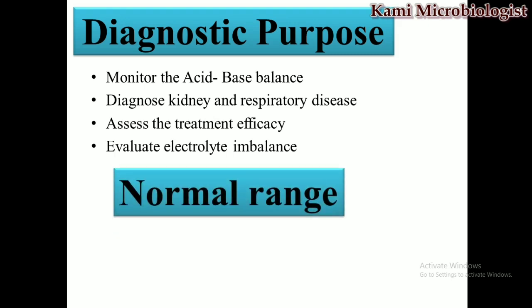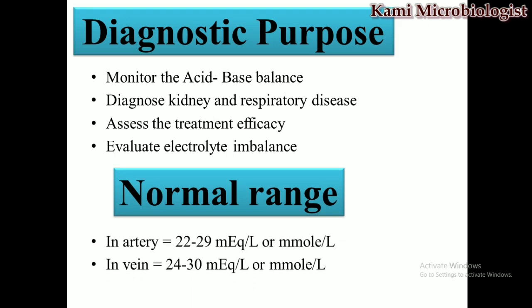Let's see the normal range of bicarbonate. When you collect blood from the artery, the normal range of bicarbonate should be 22 to 29 milliequivalent per liter, or we can say millimole per liter. When you isolate blood from the vein, the normal range of bicarbonate is 24 to 30 milliequivalent per liter, or millimole per liter.